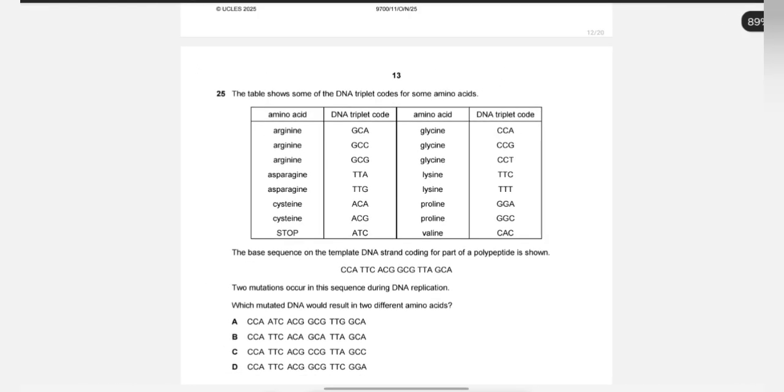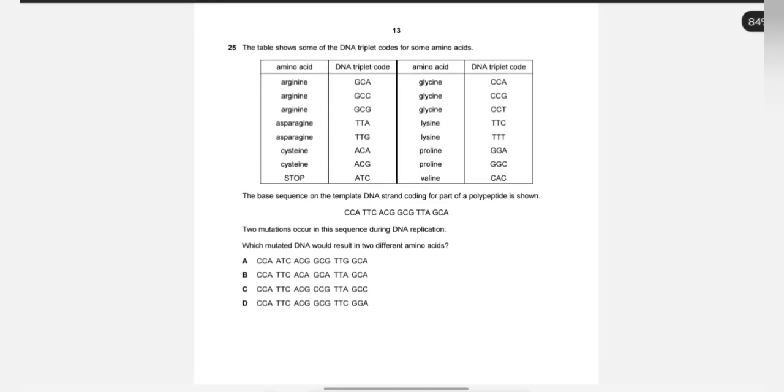And for number 25, it says the table shows some of the DNA triplet codes for some amino acids, and we have a list of amino acids and their DNA triplet code, which is the 3-letter code that we talked about earlier. It says the base sequence on the template DNA strand coding for part of a polypeptide is shown: CCA, TTC, ACG, GCG, TTA, and GCA. It says 2 mutations occur in this sequence during DNA replication. Which mutated DNA would result in 2 different amino acids? So let's go through our answers.